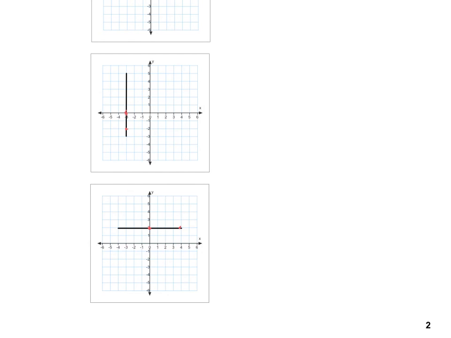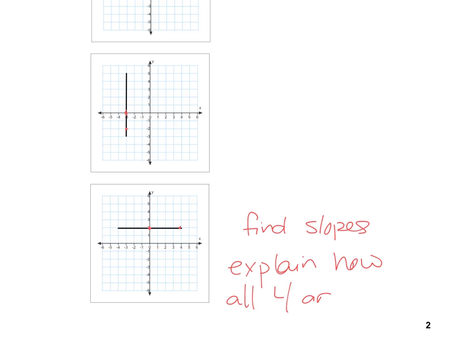I want you to find all 3 slopes, and then I want you to explain how all 4 are different. So I want you to do that, please. Make sure you write down your explanation. I'm going to check all this in next class, so please make sure you have it done for next class.